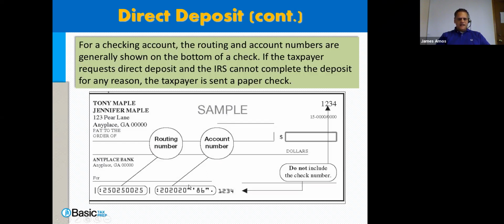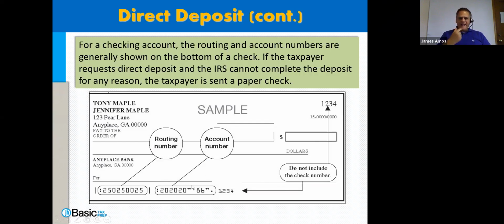The second set of numbers that are in between is your account number. The account numbers can be different lengths. It depends on the individual bank or institution, but that's what those are, okay? The last set of numbers, by the way, is just the check number. You don't ever want to include the check number on that. So that's what has to be put in there.